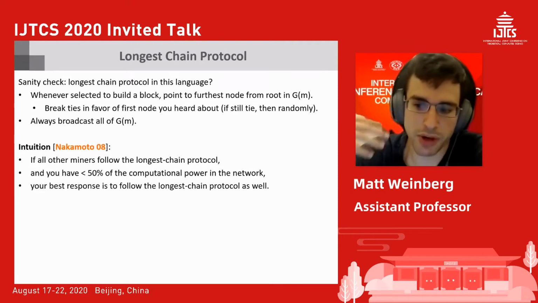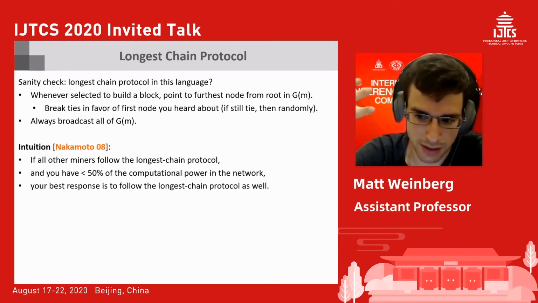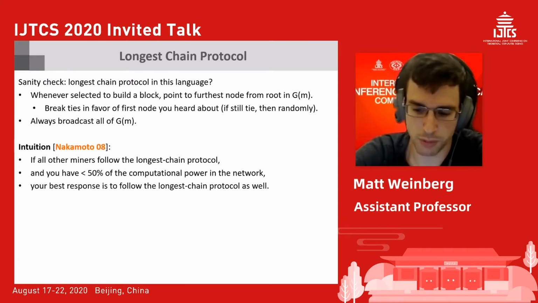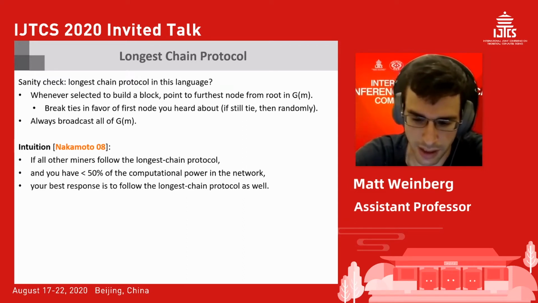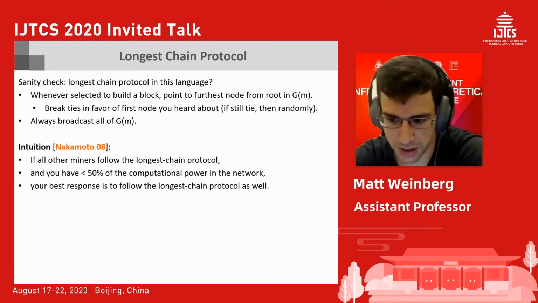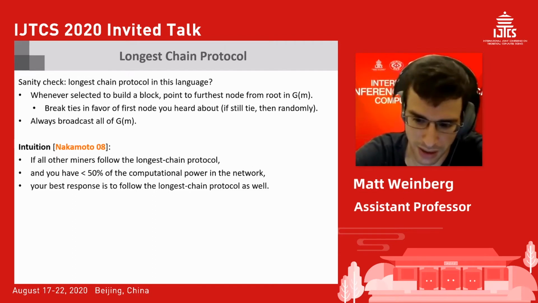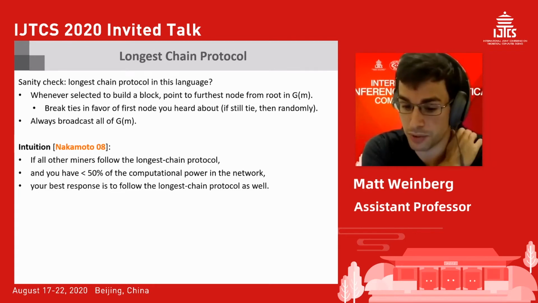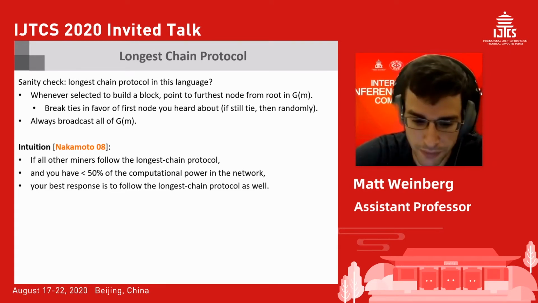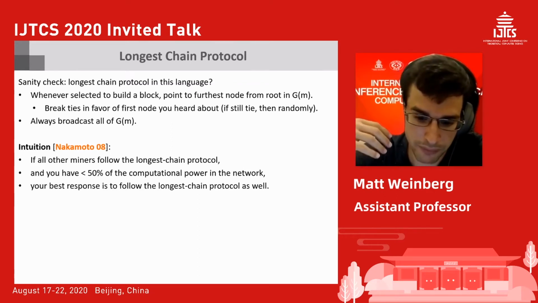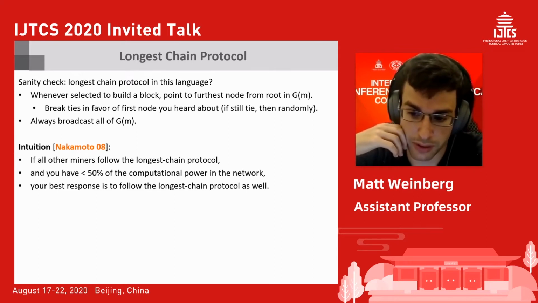Okay, so let me try to rephrase. Now, obviously, in Nakamoto's original white paper, he didn't state or prove any formal theorems in this language. But I think the intuition he provided, if you were going to try to port it into this stylized model, would sound something like this. It'd say, well, if all the other miners follow the longest chain protocol, as defined above, and you have less than 50% of the computational power in the network, then your best response in this game is also to follow the longest chain protocol.